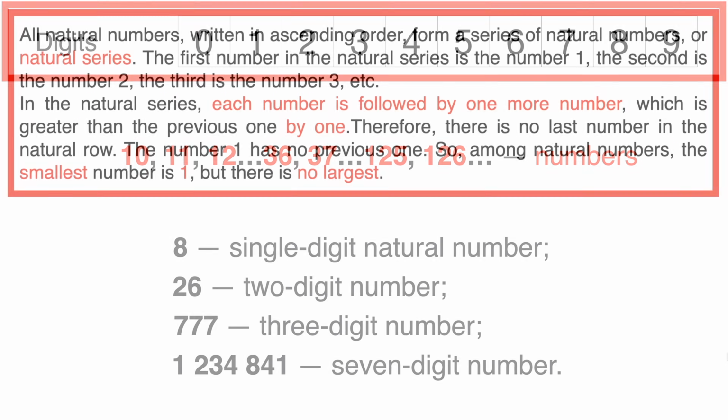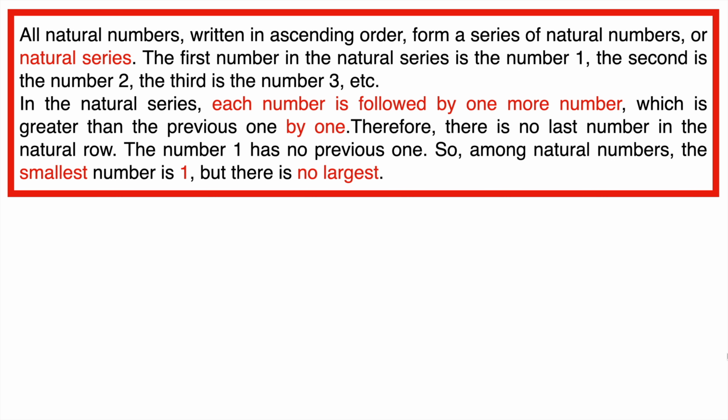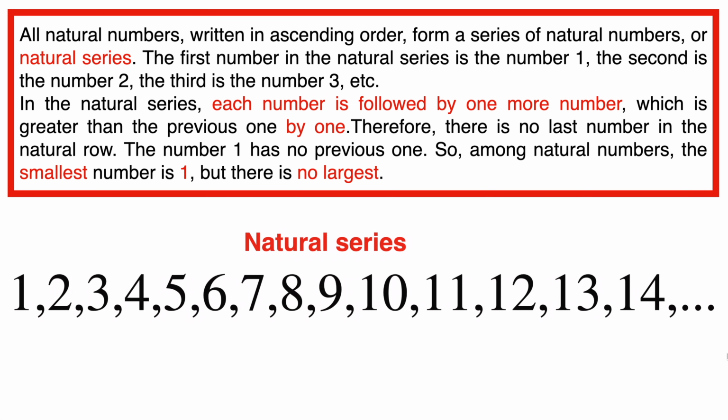All natural numbers written in ascending order form a series of natural numbers or natural series. The first number in the natural series is number 1, the second is number 2, the third is number 3, etc. In a natural series, each number is followed by one more number, which is greater than the previous one by 1. Therefore, there is no last number in the natural row. The number 1 has no previous one, so among natural numbers there is the smallest number, the number 1, but there is no largest.